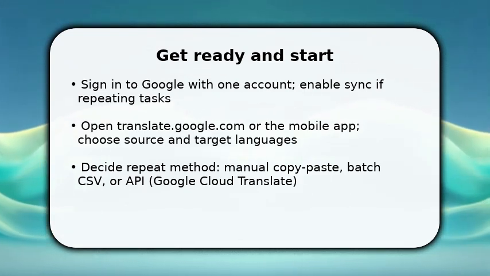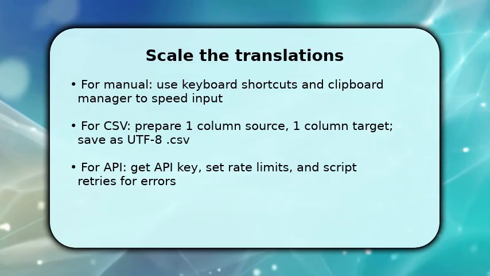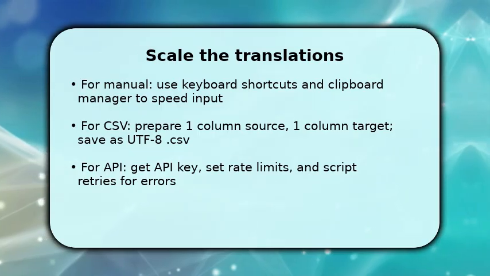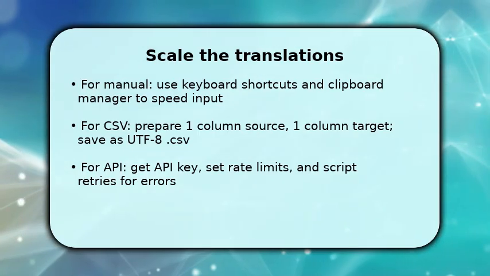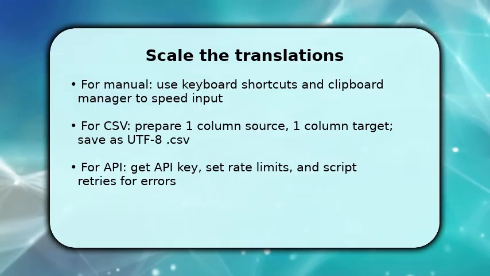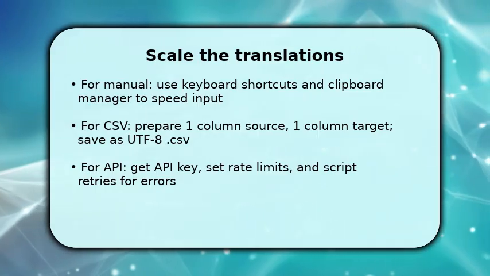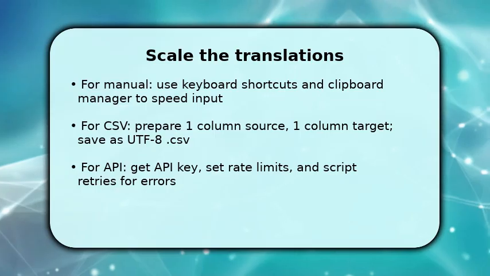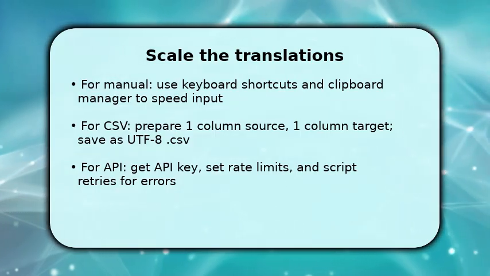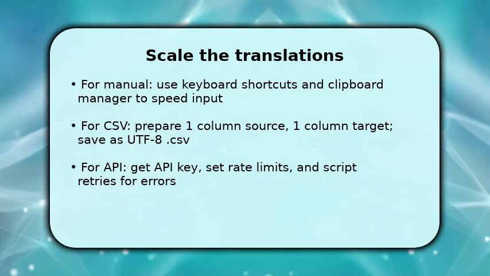Now scale to reach 100 translations efficiently by choosing the right execution path. If manual, use shortcuts and a clipboard manager to paste 10-20 items per minute and track progress. If using CSV, format one column per language, save UTF-8, and import or use a simple script to iterate rows. If using the API, obtain a key, implement exponential backoff for rate limits, and log responses so you can rerun failed items. Make sure to test a subset before committing to the full run.